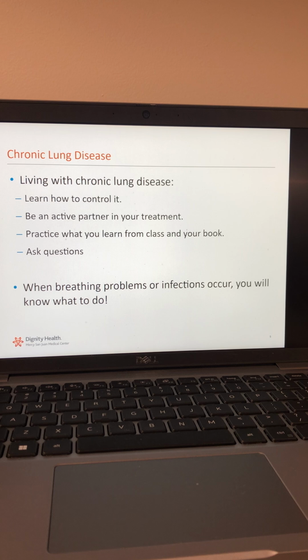You can live with chronic lung disease and you can live better by learning how to control it, by being an active partner in your treatment, practicing what you learn from class in your book, and asking questions. When breathing problems or infections occur, you'll know what to do.